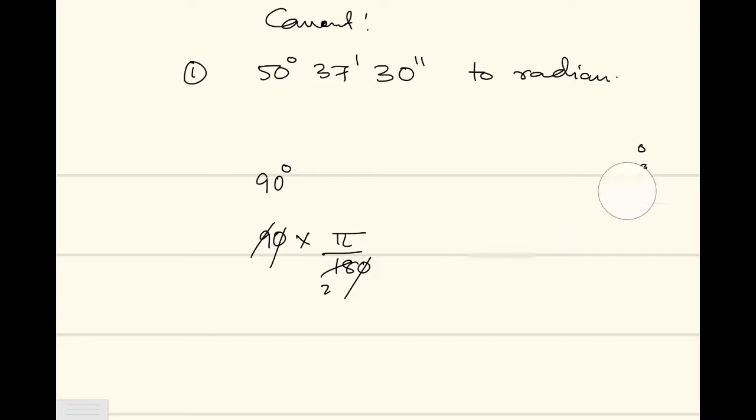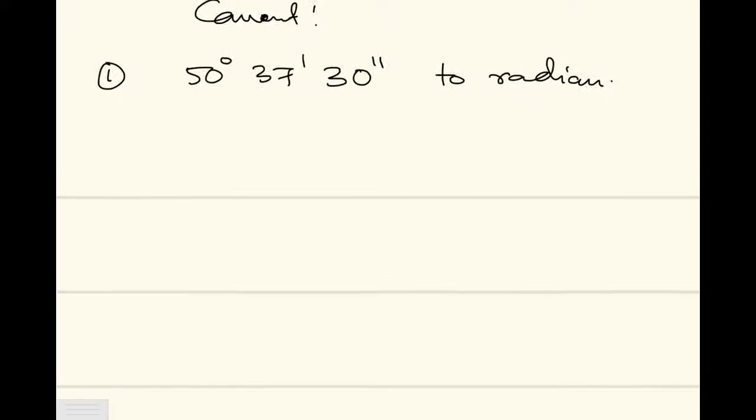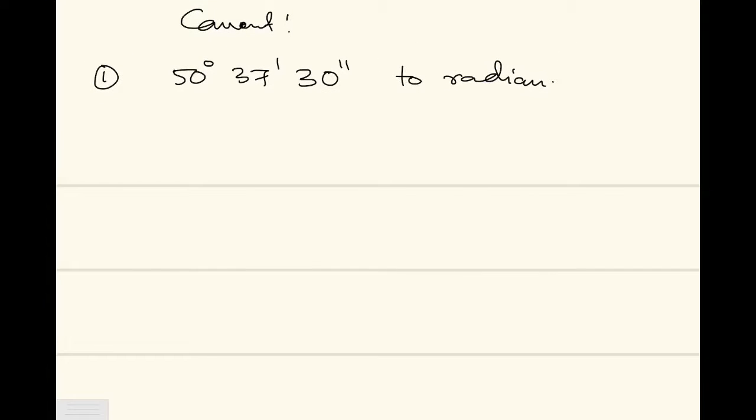But the sum that we have here is not as easy as you think. This is quite complicated. Have a look. The angle given is 50 degree, 37 minutes and 30 seconds as well. You have to convert this to radian. Remember, I just have a formula to convert degrees to radians. I don't have formulas to convert seconds and minutes to radians. So what will I do?